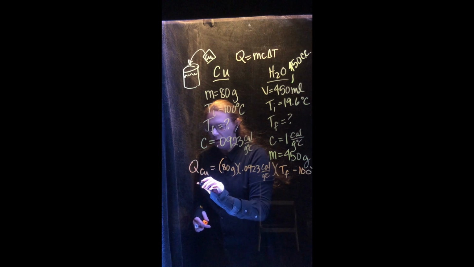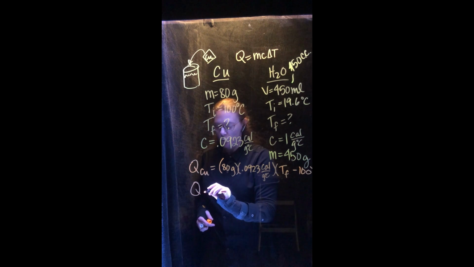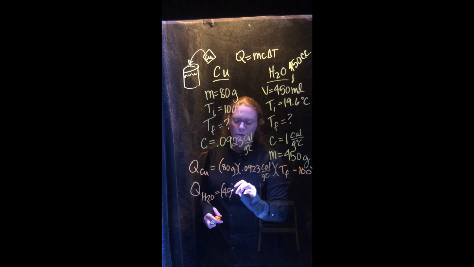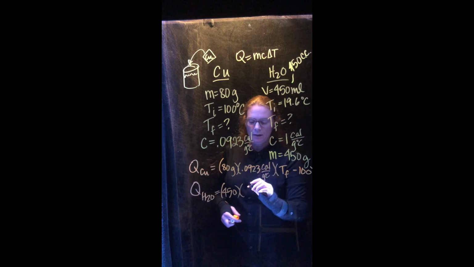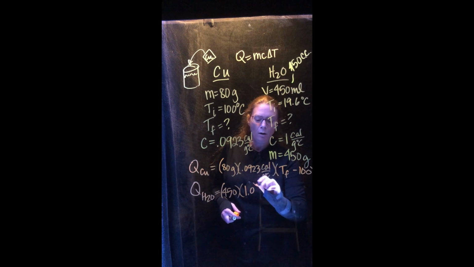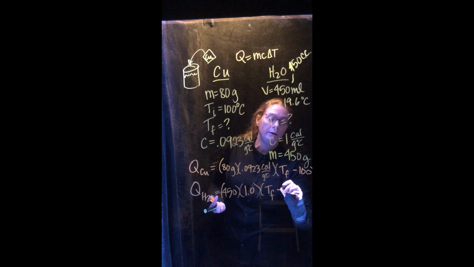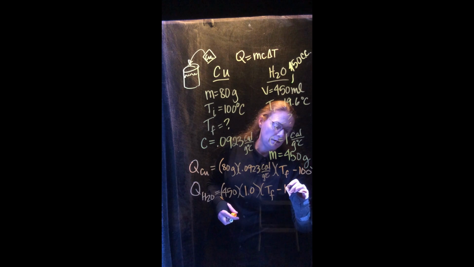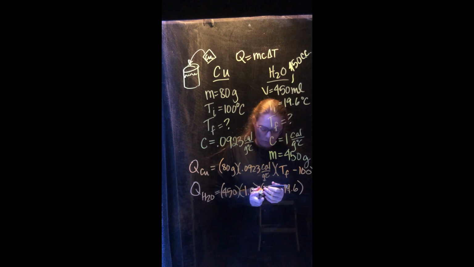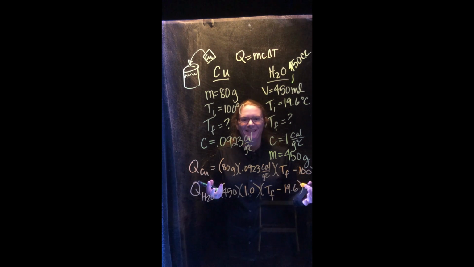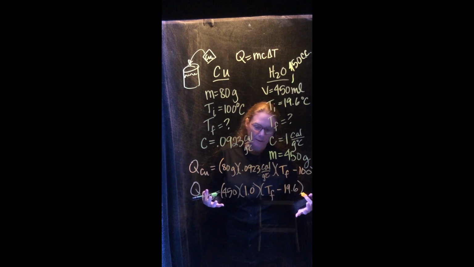The heat for the water, same thing. It's the mass, 450, times c, 1.0, times delta T, same thing. We don't know what T final is, I'm just going to put it in, and then T final minus T initial. Now what do we do with these? Here's where we get to the idea of the conservation of energy, conservation of heat.